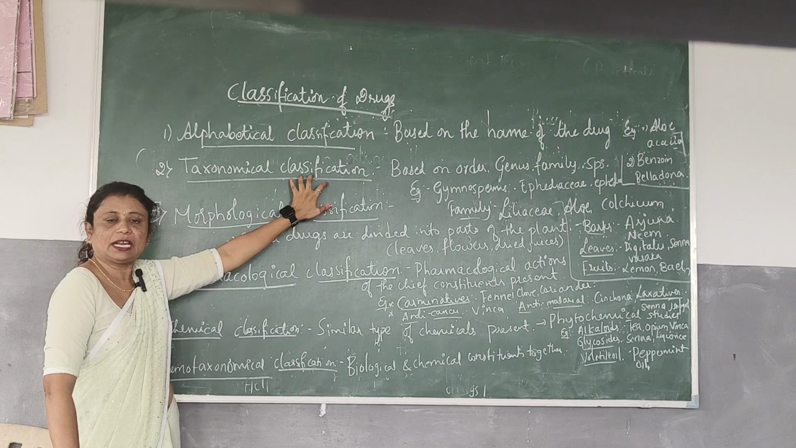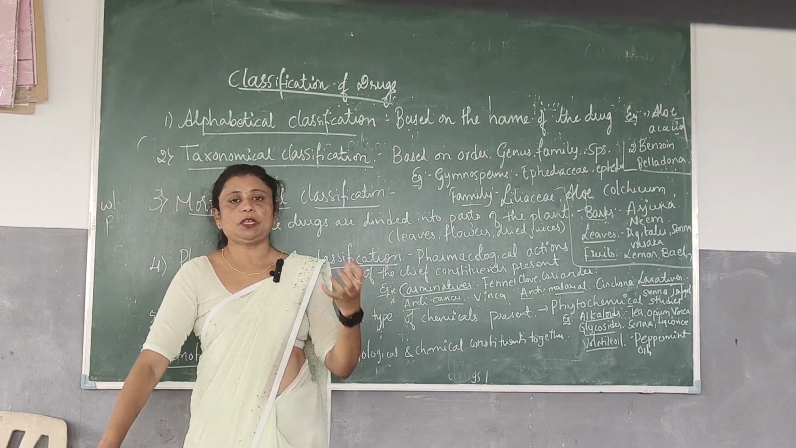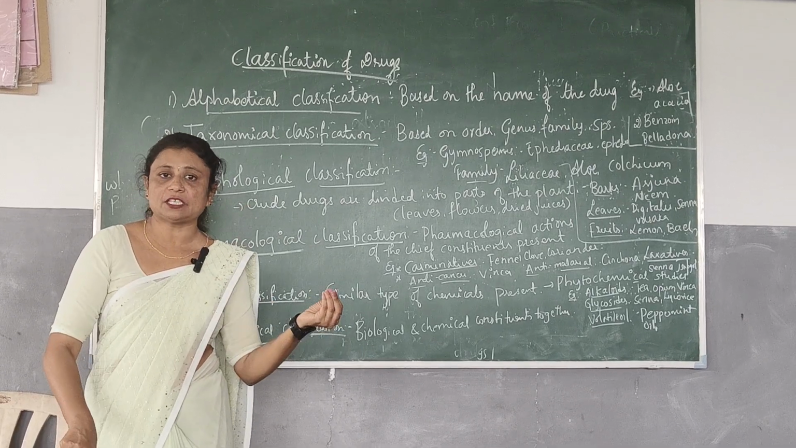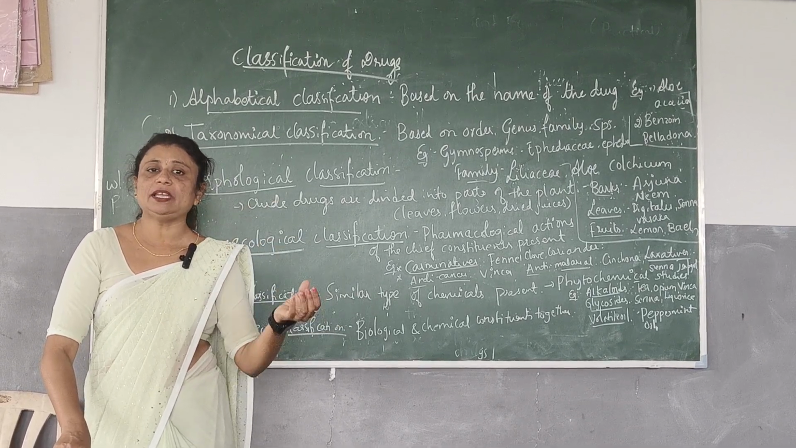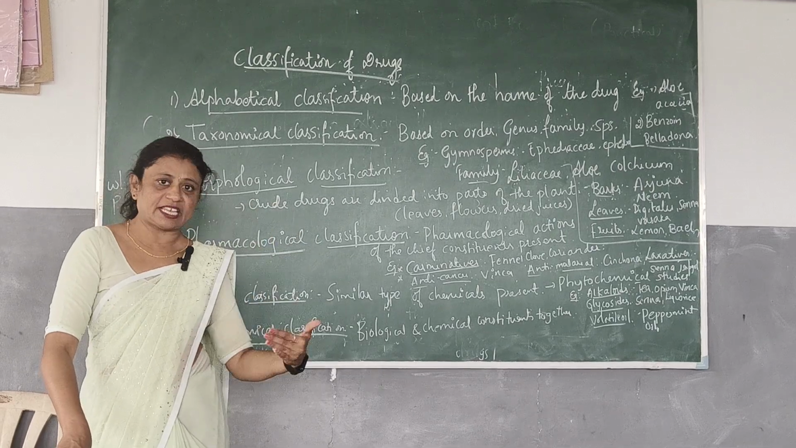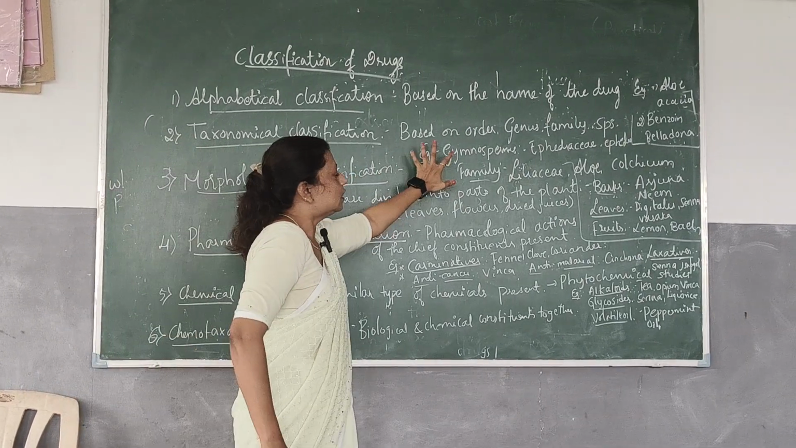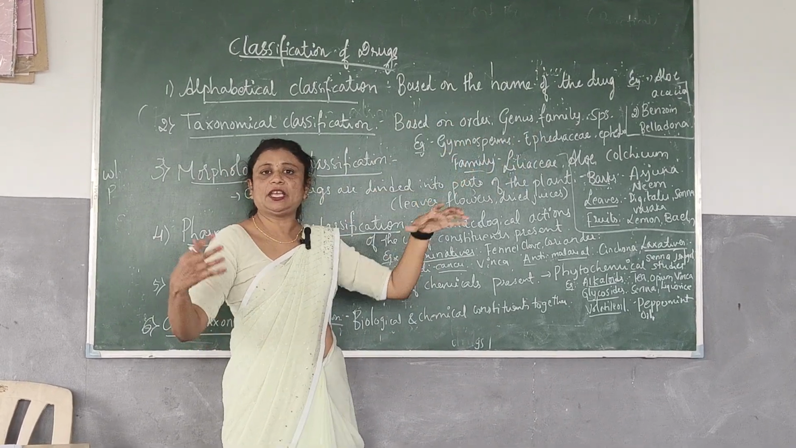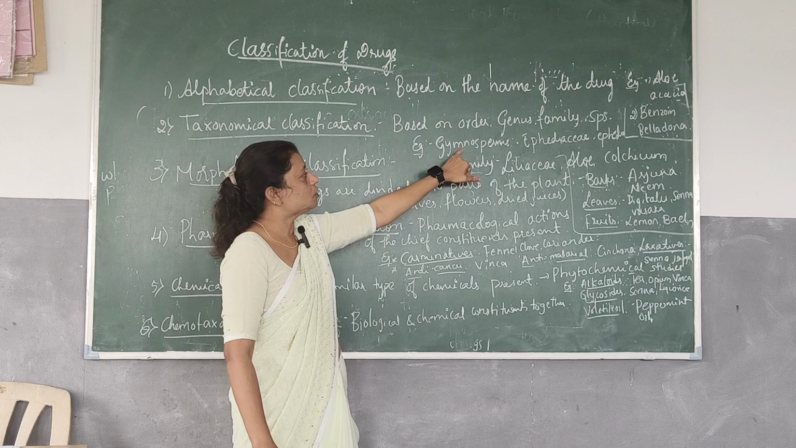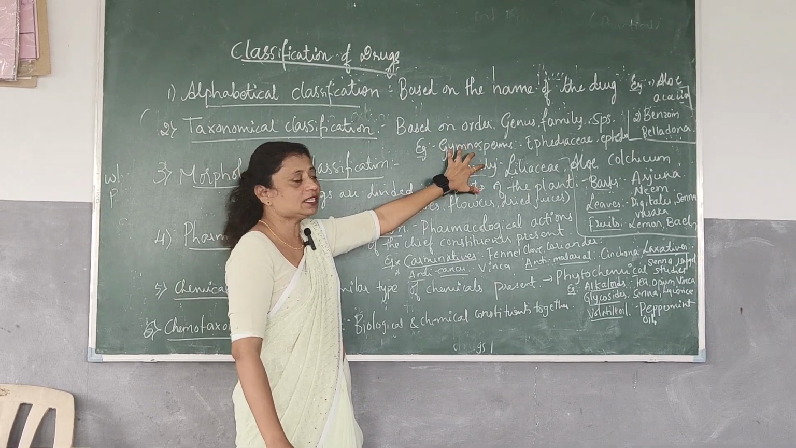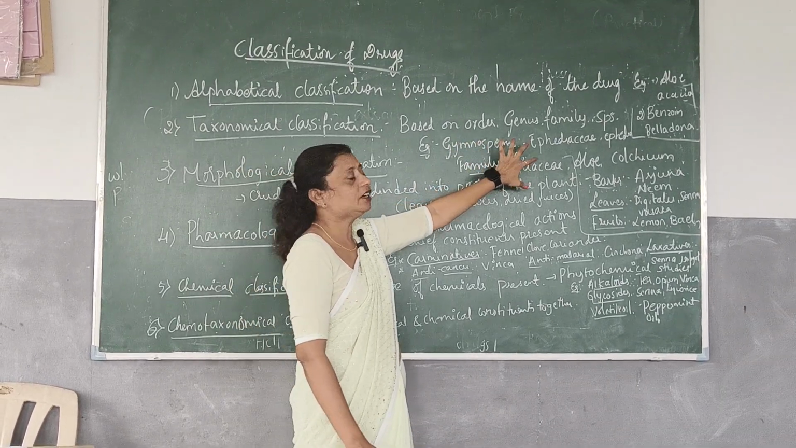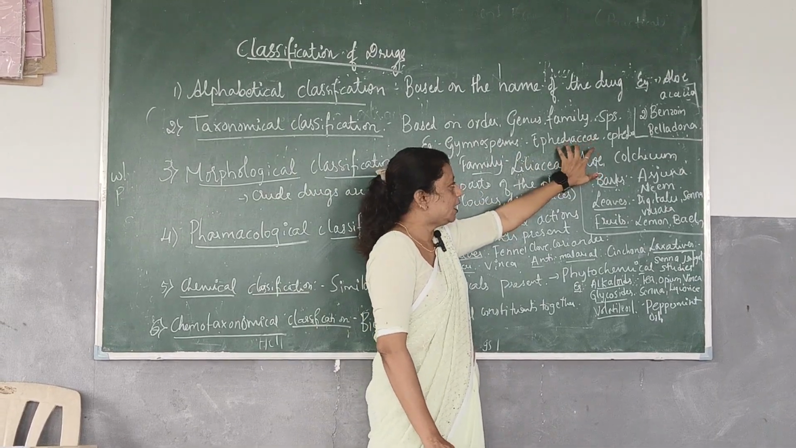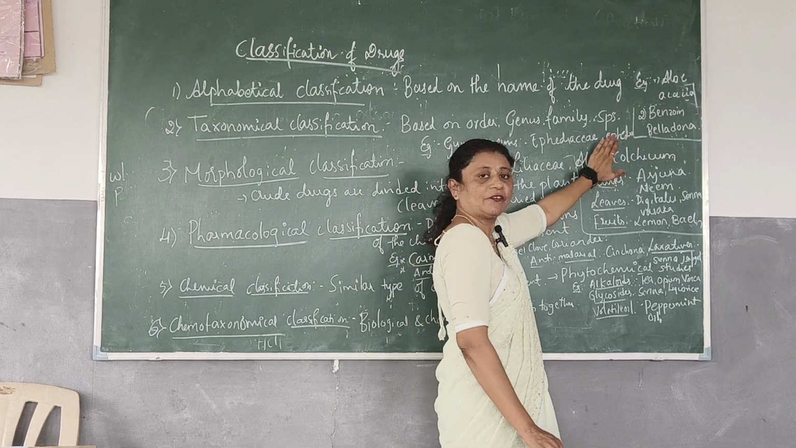Next, coming to the taxonomical classification. What do you mean by taxonomy? Taxonomy is nothing but the classification of plant species based on the order, family, genus and species. In the same way, in the taxonomical classification, the drugs are classified based on the order, family, genus and species. For example, gymnosperms: the drugs coming under gymnosperms, the family is Ephedraceae, and the drug belonging to the Ephedraceae family is ephedra.